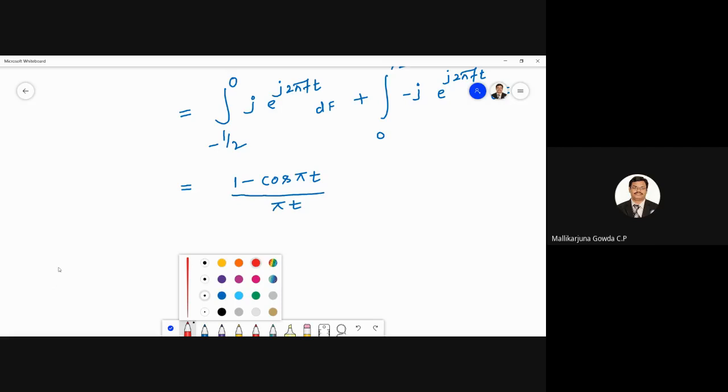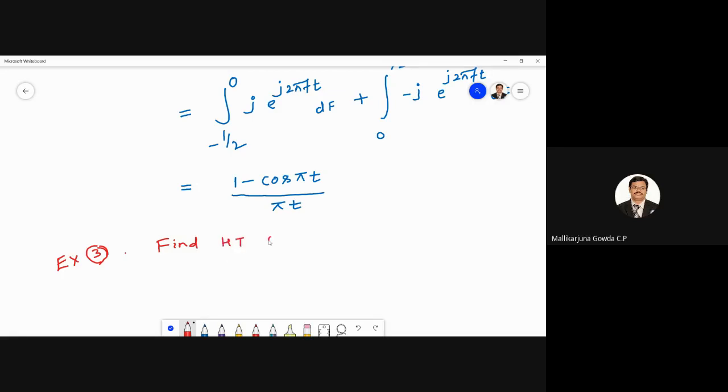I said the next example is: find the Hilbert transform of cos of 2 pi fct.